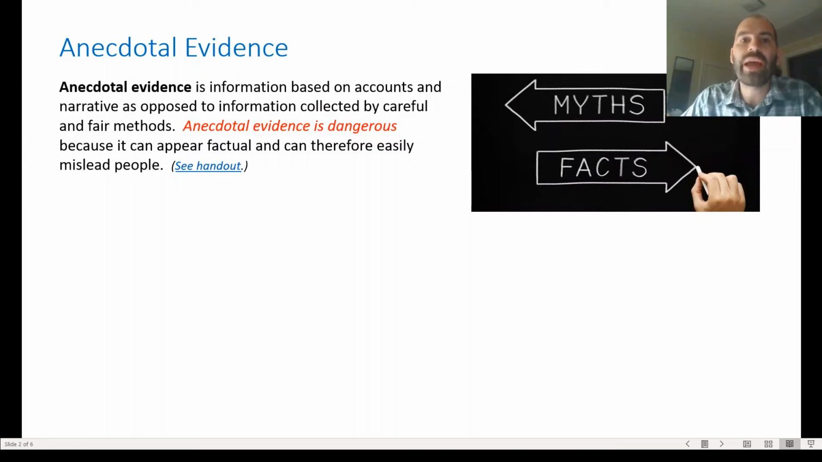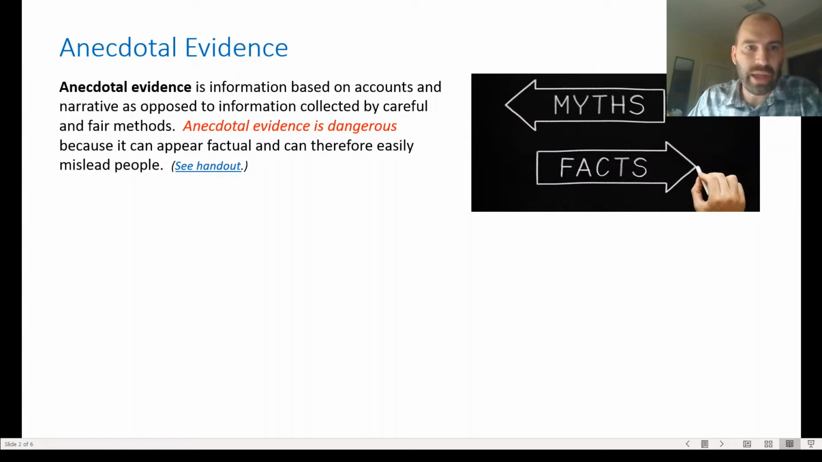So we hear anecdotal evidence all the time. When somebody tells you a story about such and such happened to so-and-so, or I heard that doing this makes it more likely for you to catch a cold, or things like this. These are usually anecdotal stories. They just come from accounts or narrative. They aren't based on scientific studies.